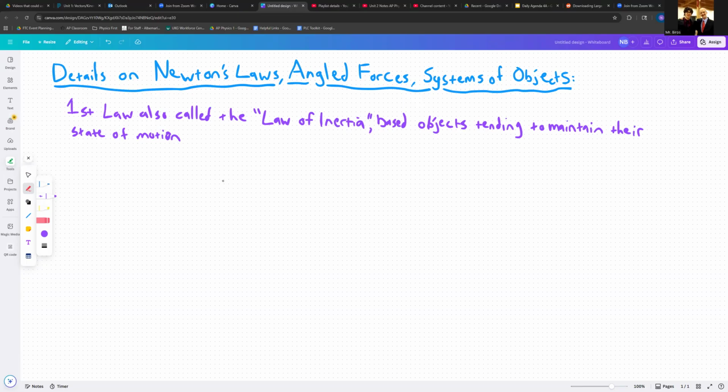Okay, so let's talk about inertia. Now that we've mentioned objects will tend to maintain their state of motion. All right, so inertia is defined as the following. Inertia is an object's resistance to changes in its motion based on its mass.